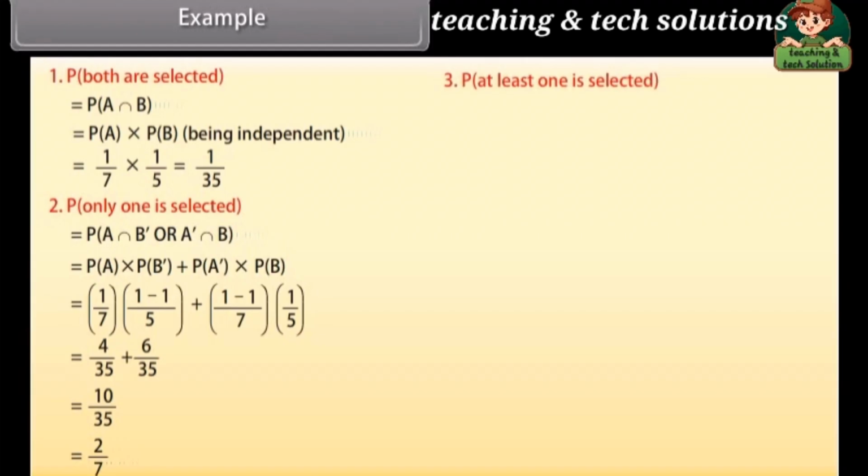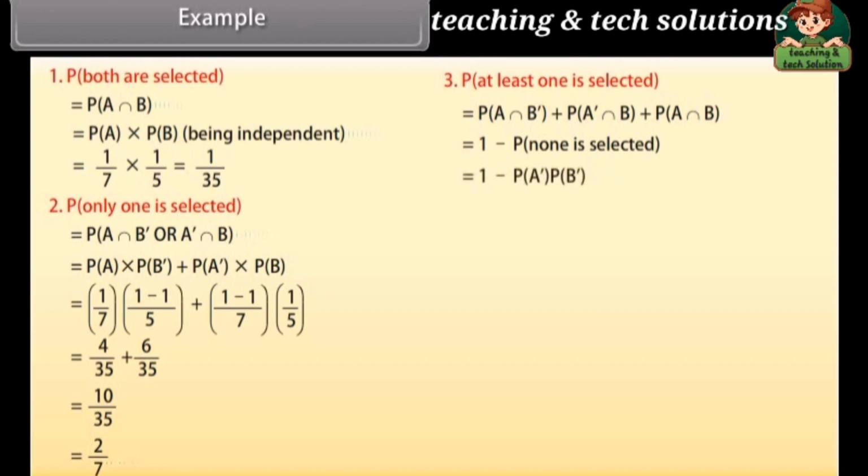3. The probability that at least one is selected is equal to the probability of A intersection complement of B plus the probability of complement of A intersection B plus the probability of A intersection B, which is equal to 1 minus the probability that none is selected, which is equal to 1 minus the probability of complement of event A into the probability of complement of event B, which is equal to 1 minus 4 by 5 into 6 by 7, which is equal to 1 minus 24 by 35, which is equal to 11 by 35.